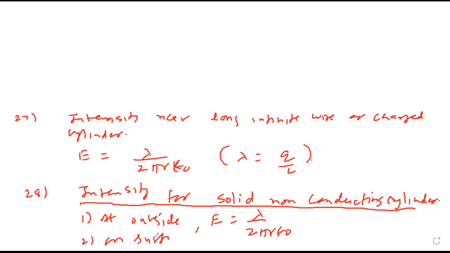On surface, E will become lambda upon 2 pi capital R into epsilon naught. So inside formula changes. So whenever paper is difficult, they may ask you for non-conducting solid cylinder. On surface same, outside it is same, only inside it keeps on changing.